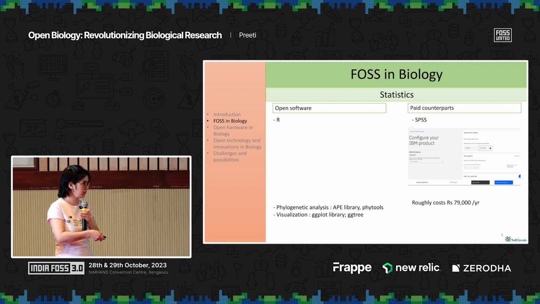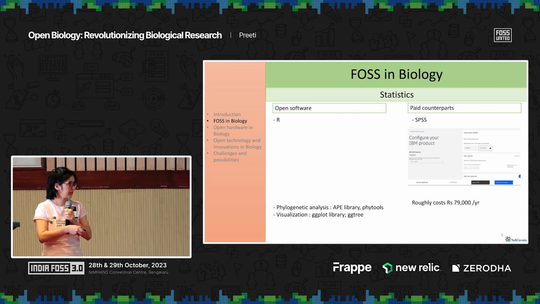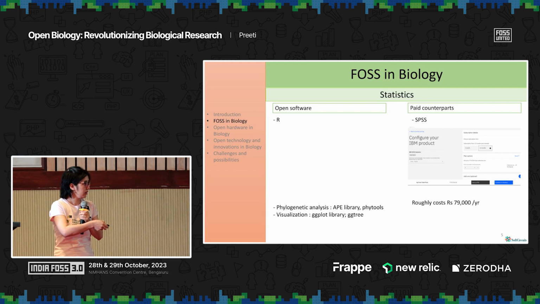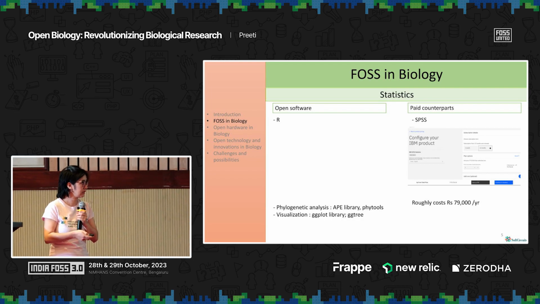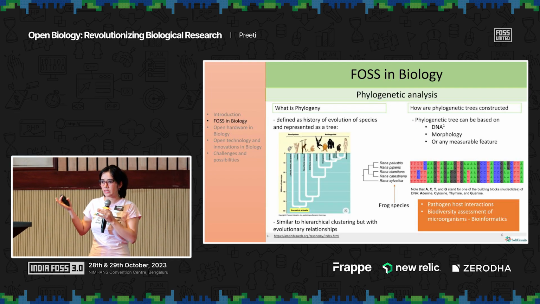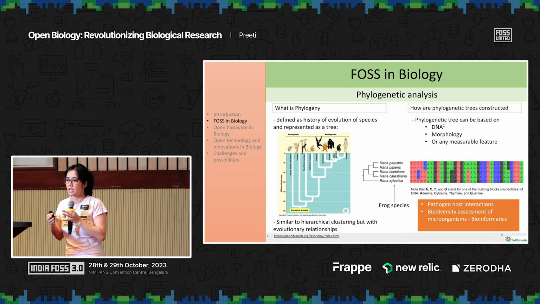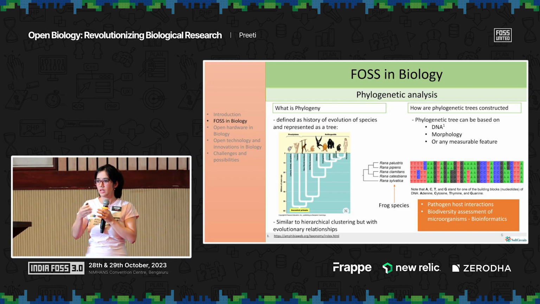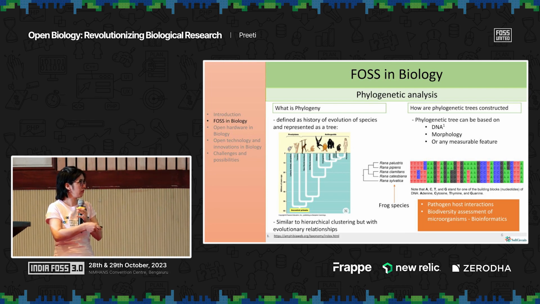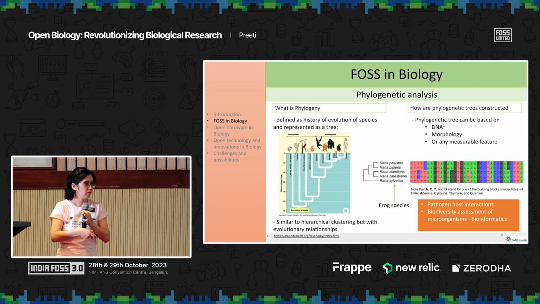Some of the common packages that I've used are APE and other tools for phylogenetic analysis, and for visualization, the ggplot library and ggtree. So I'll give you a glimpse of how we use phylogenetic analysis and the scope of FOSS within this kind of analysis. Phylogeny is basically the history of evolution of species, and it's represented as a tree. You might have seen this kind of tree, right? Like how humans evolved and what their relationships are with primates. That's a phylogenetic tree. It's nothing but a hierarchical clustering representation with evolutionary relationships.